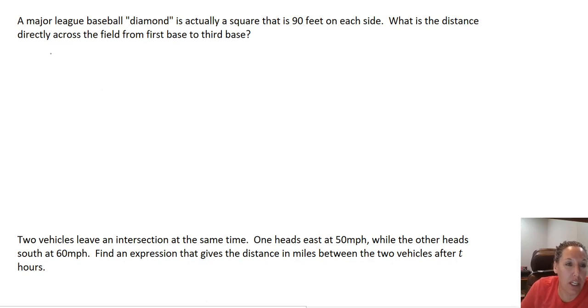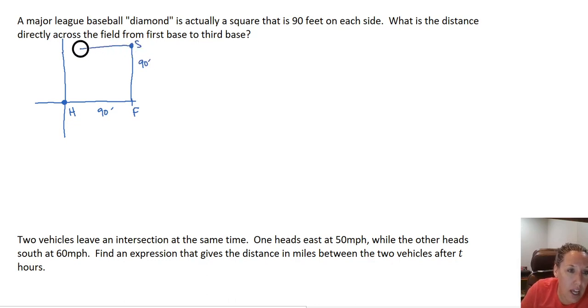So let's put this on a coordinate axis system so we can get some points here. We'll let home base be at the origin, and that means first base is going to be 90 feet, and then second base is going to be 90 feet up from that, and then third base is going to be back 90 feet and up 90 feet from the origin.